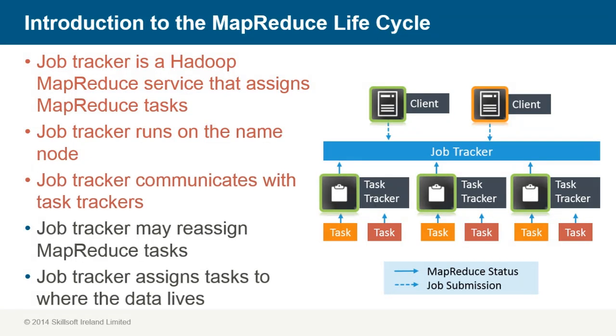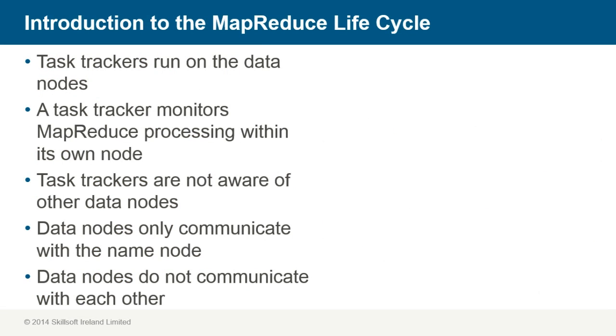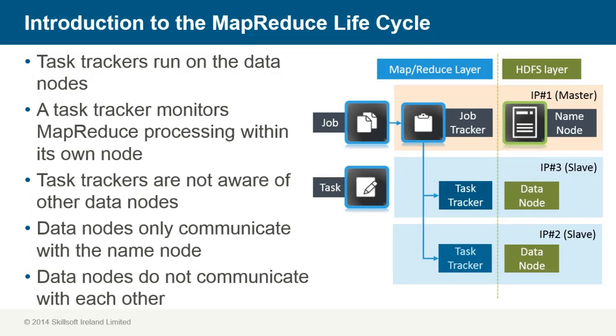The job tracker communicates with the task tracker on each of the data nodes. Each of the respective task trackers notify the job tracker of the health or death of the data node, so the job tracker may assign MapReduce tasks. Another feature of the job tracker is it attempts to move MapReduce tasks to where the data lives. This is one of the pillars of Hadoop, to move processing near the data rather than move the data to the processing.